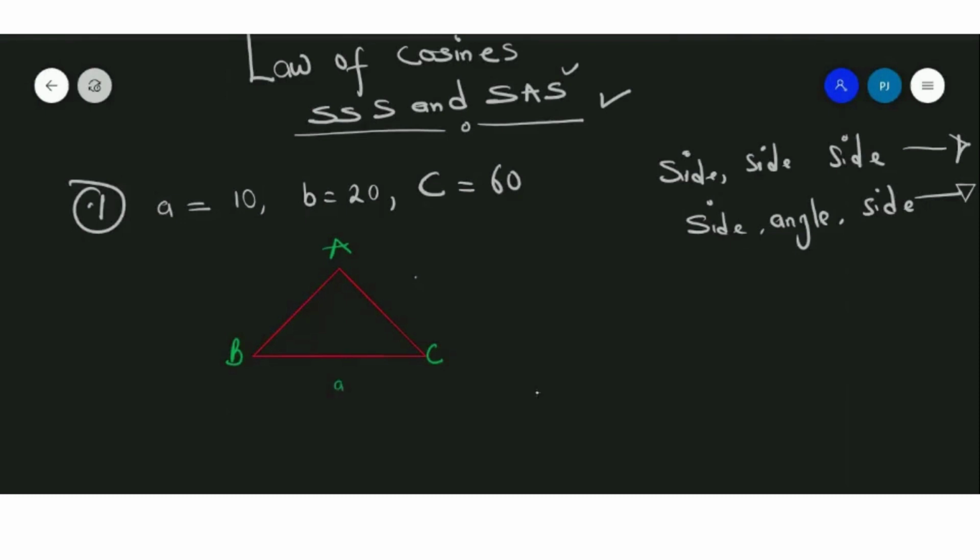So this is my A side, this is my B, and this is my small c. All right, so let's go ahead and draw and identify this triangle that I have here. My A will be 10, my B is 20, and my C, this is 60 degrees, by the way. As you can see, this is side angle side, so this is SAS, the postulate that we have here.